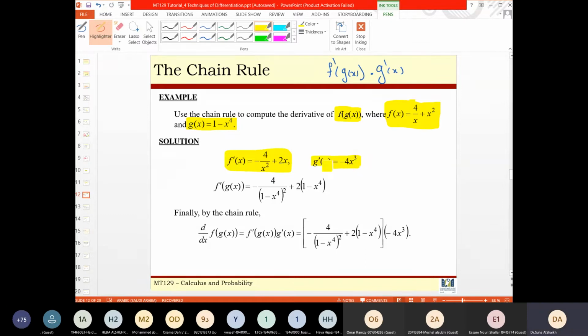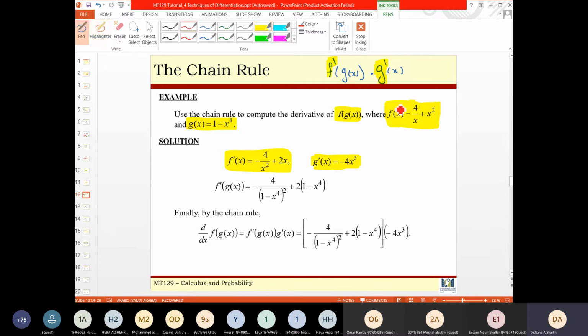We find the derivative of G. Then I put G inside the derivative of F and multiply it by the derivative of G. This will give me the derivative of F with G inside it. Okay, so you have this rule in front of you. The rule says that the derivative of a function with a function inside it is the derivative of F with G inside it, multiplied by the derivative of the function inside. So I need F dash and I will need G dash. So I have to find F dash and G dash.